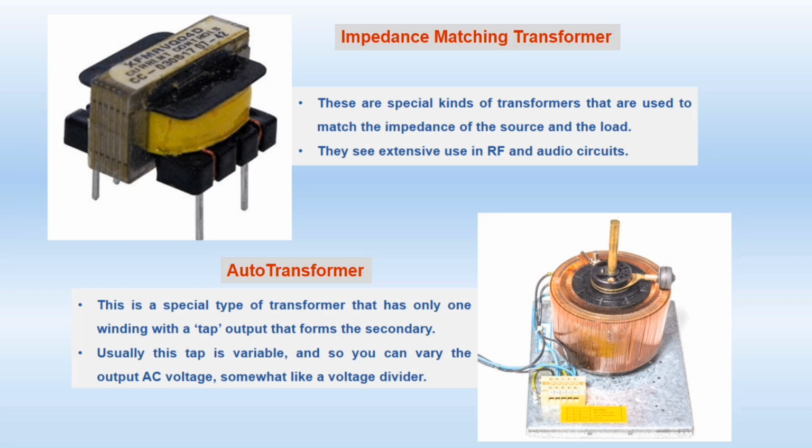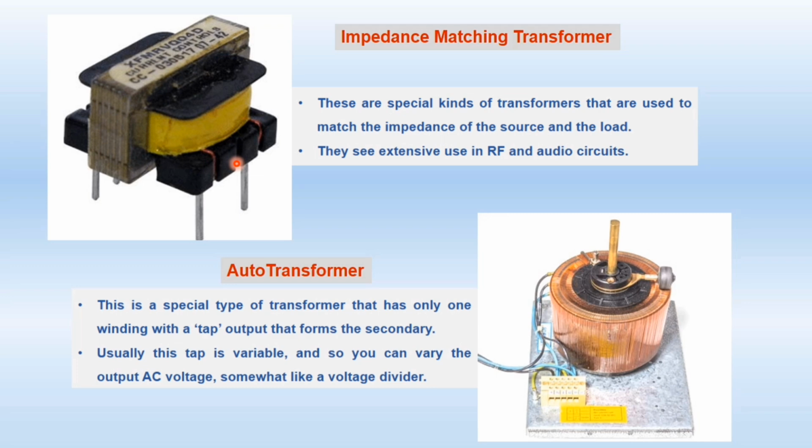Here we have another type of transformer which is the impedance matching transformer. These are special kinds of transformers that are used to match the impedance of source and the load. Sometimes we have systems like a public address system where we have a mic and a speaker. We transfer the electrical signal from the mic to the speaker so maximum people can hear it. But the impedance doesn't match there. Mic has very low impedance and speaker has very high impedance.